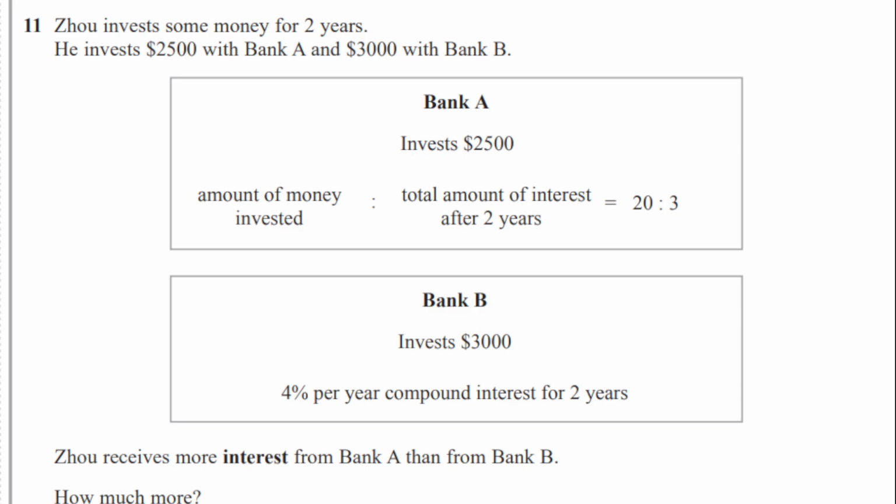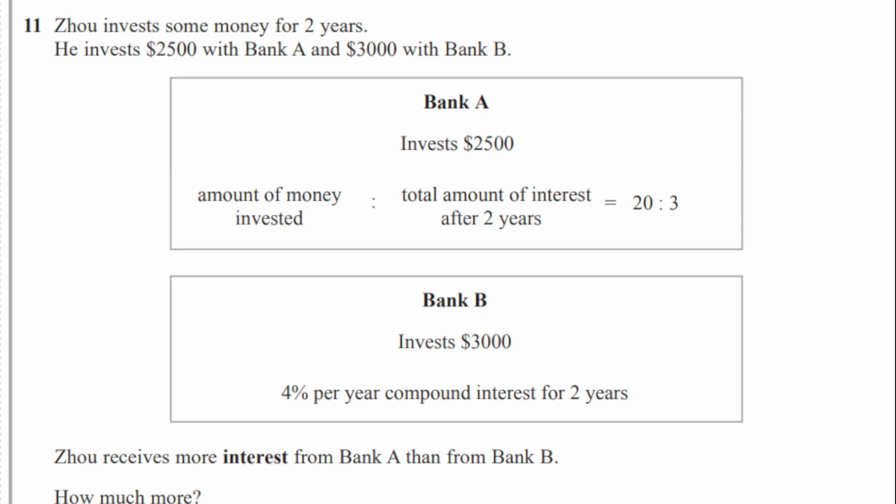Question 11 is 5 marks. The question says, Zhou, I think, invests some money for 2 years. He invests 2,500 with Bank A and 3,000 with Bank B.